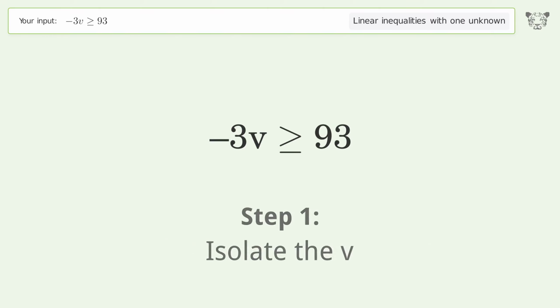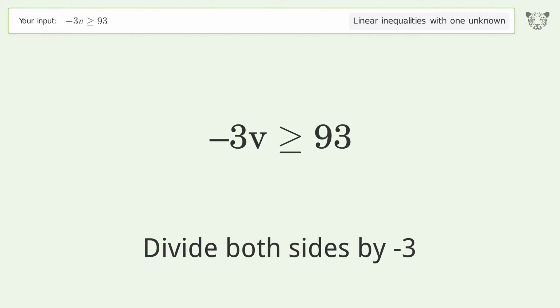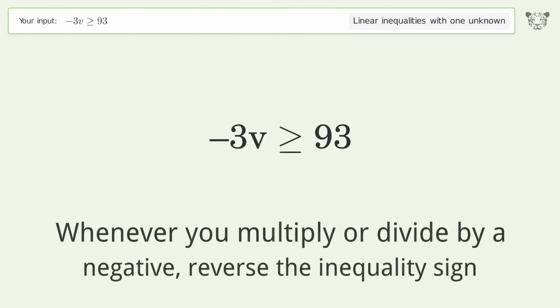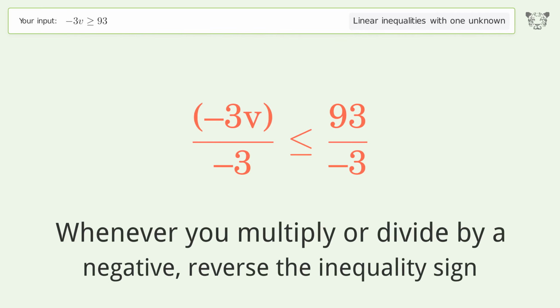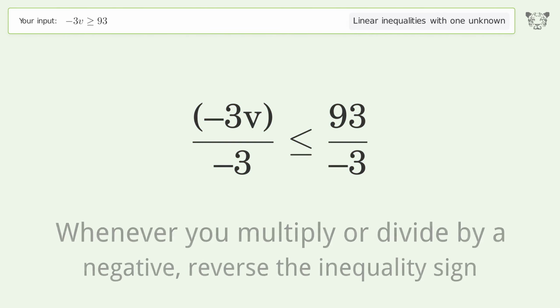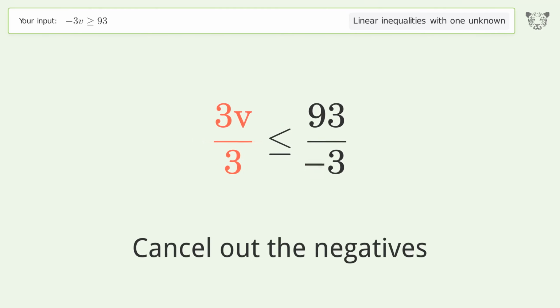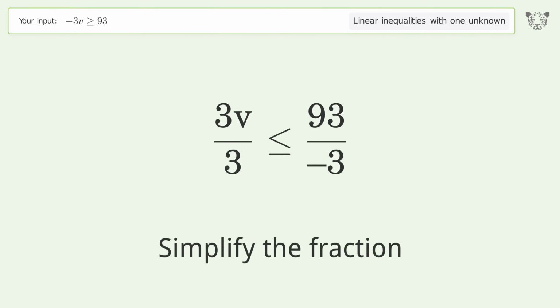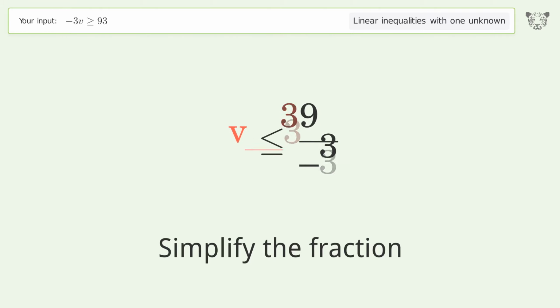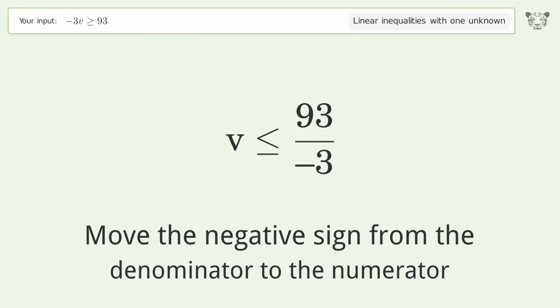Isolate the v. Divide both sides by -3. Whenever you multiply or divide by a negative, reverse the inequality sign. Cancel out the negatives. Simplify the fraction. Move the negative sign from the denominator to the numerator.